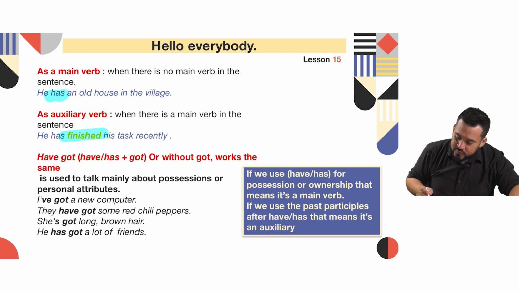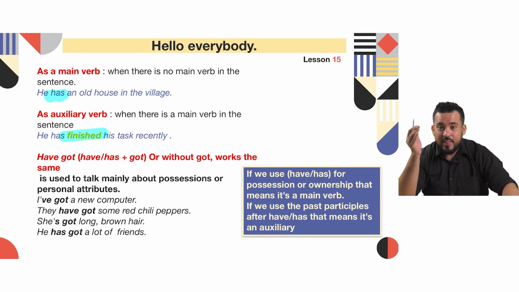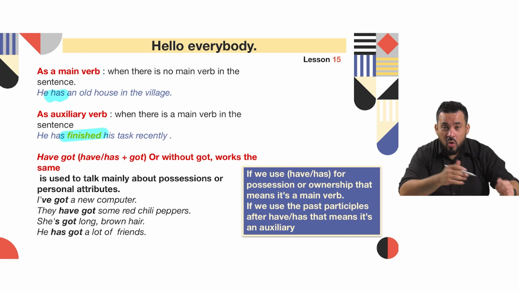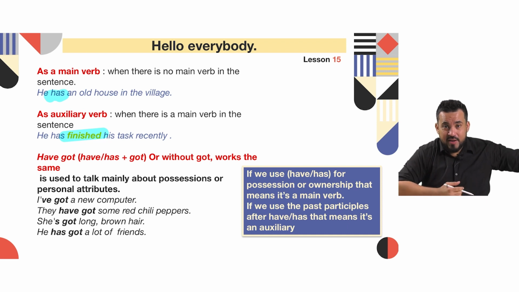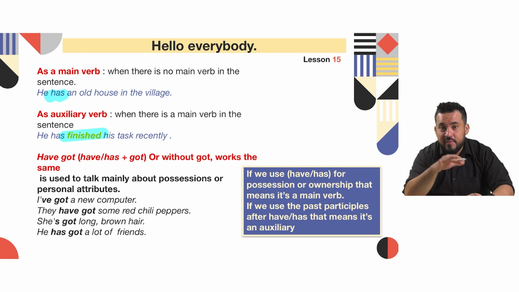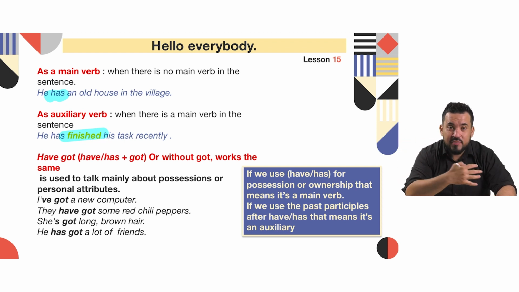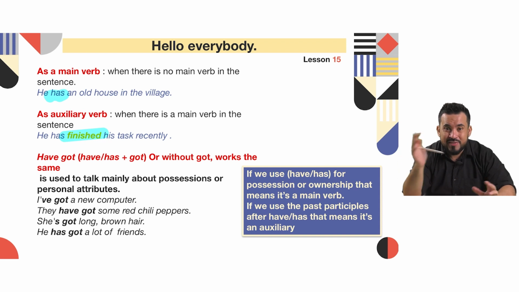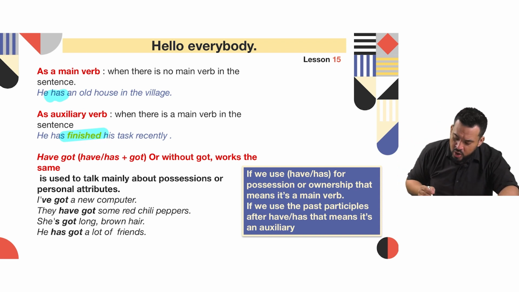Have got or has got or without got works the same. That means if we say I have or I have got or he has or he has got, it's the same thing. There is no difference. It's just that I have is considered a little bit more formal than I've got. Also, I have is American, I have got is British, but it's the exact same thing. It's used to talk mainly about possessions or personal attributes.